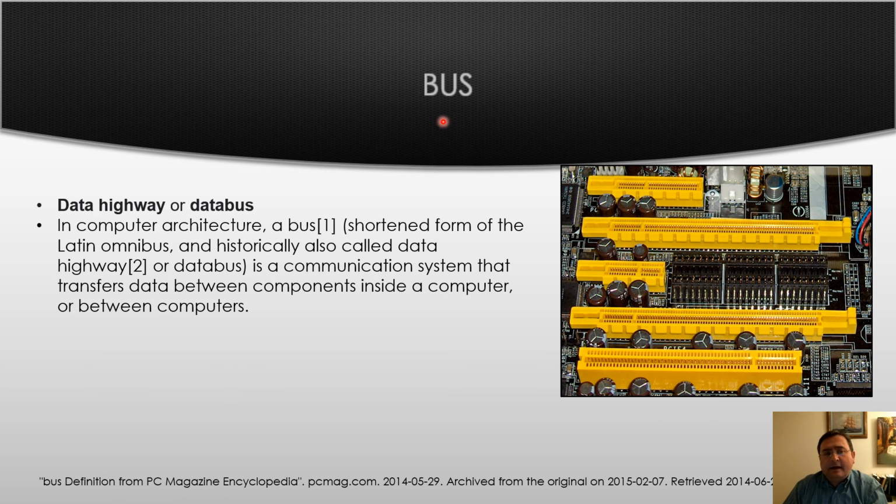Bus, data highway, or data bus are all used interchangeably. In computer architecture, a bus is a communication system that transfers data between components inside a computer or between computers. So it helps the data transfer between the different components of the computer that we've been talking about.